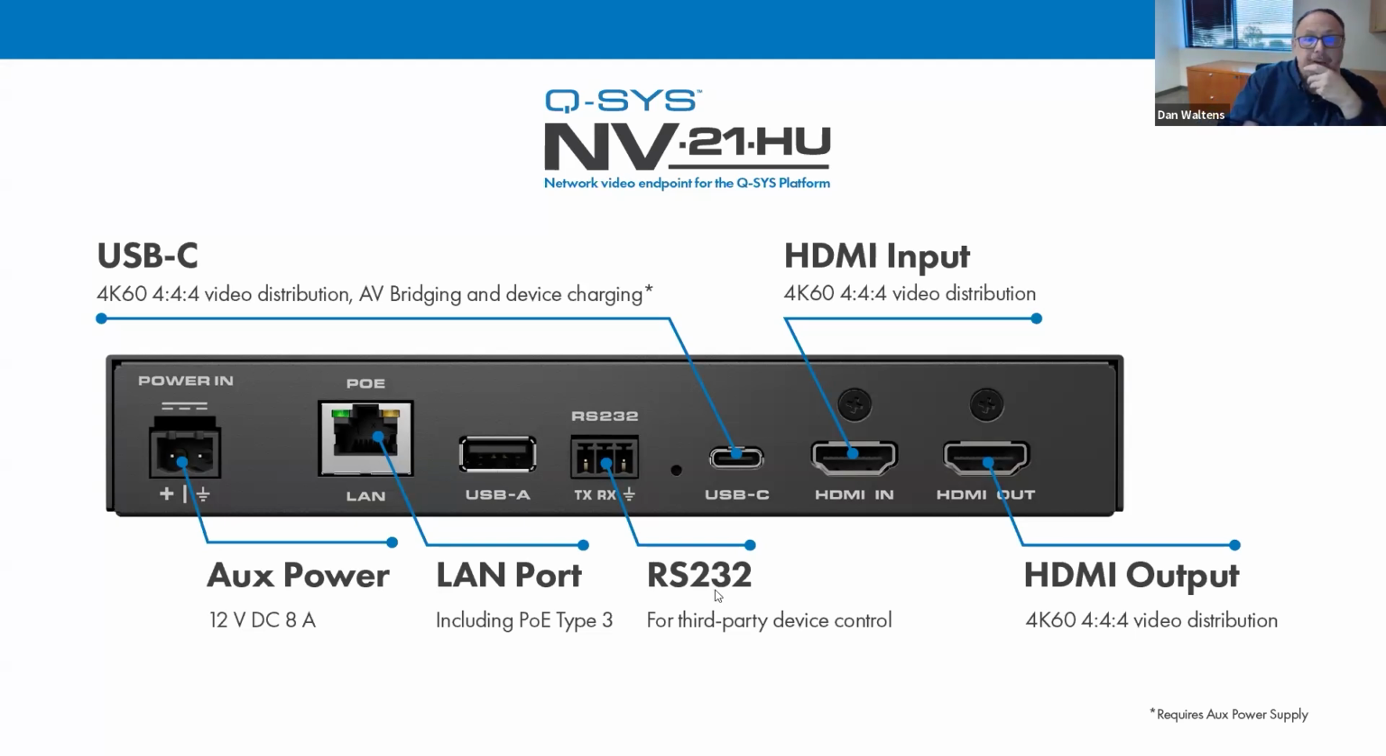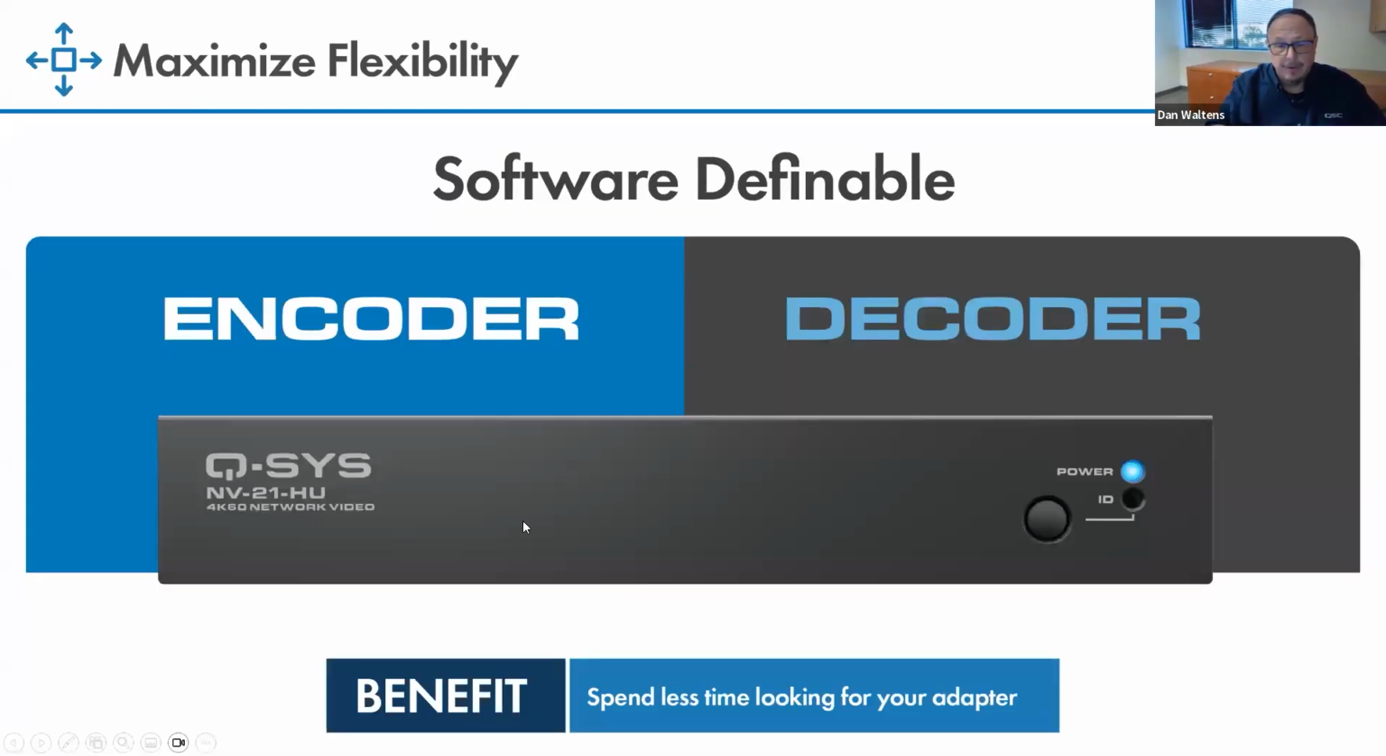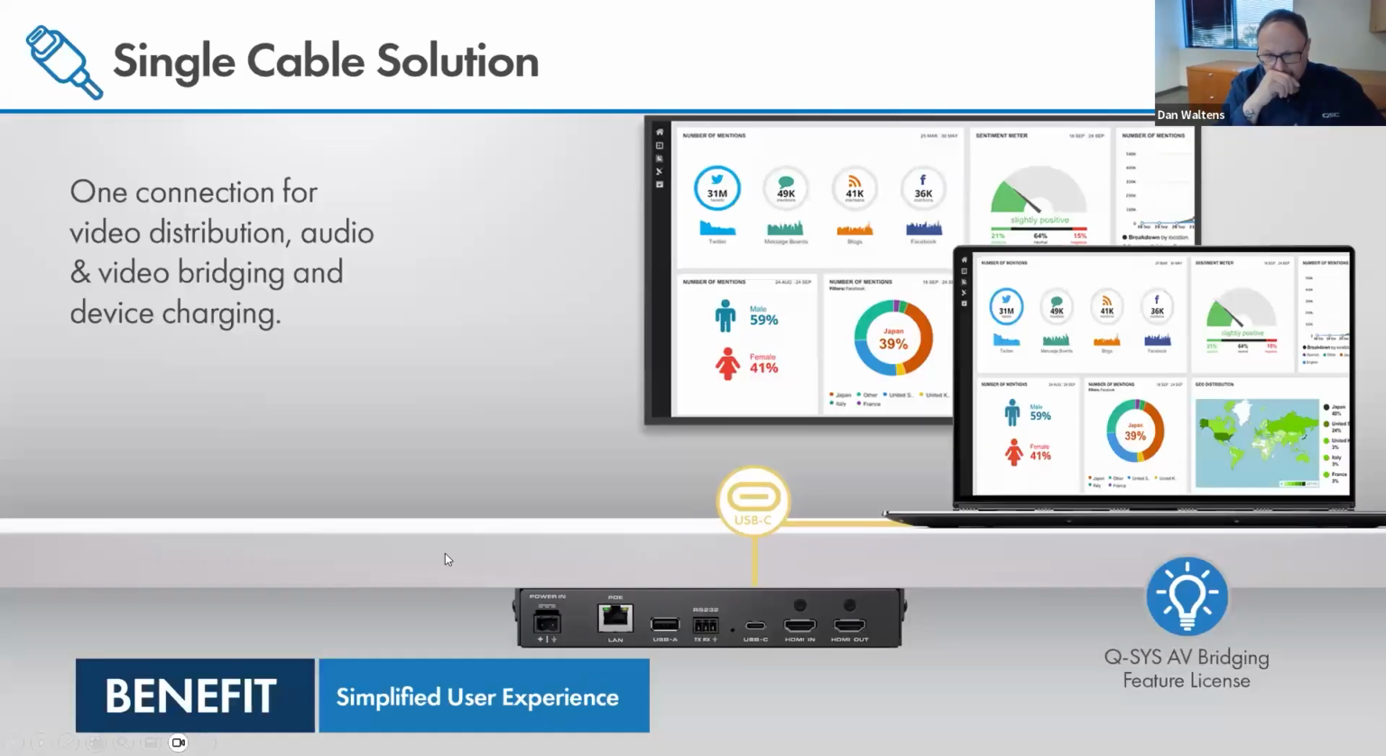So go on to the next slide, Steve. Perfect. Single cable solution. So you can certainly use one connection for video distribution, audio and video bridging, and device charging. So all of those things can occur from there. So that makes a great companion, a little smaller form factor, fits under a table for a local input. Works great for that.